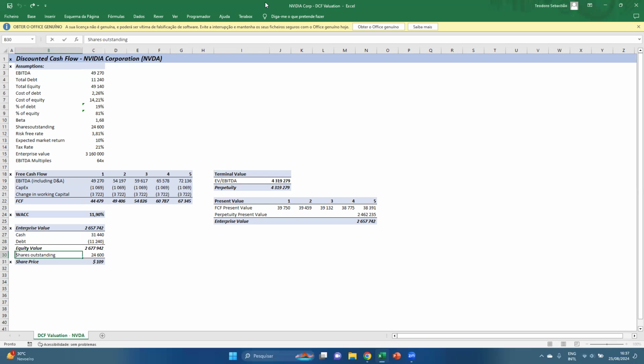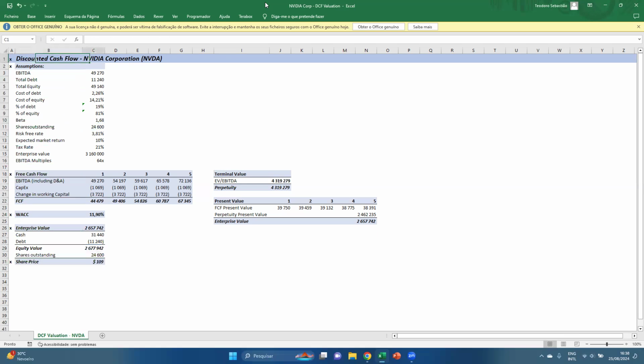Then we are going to put our shares outstanding. In our assumptions, we can see it here, shares outstanding, that are the shares that are being traded and available in the market. And then we divide the equity value, that is the money that is available for equity holders, by the shares outstanding, and we are going to have the share price, basically.